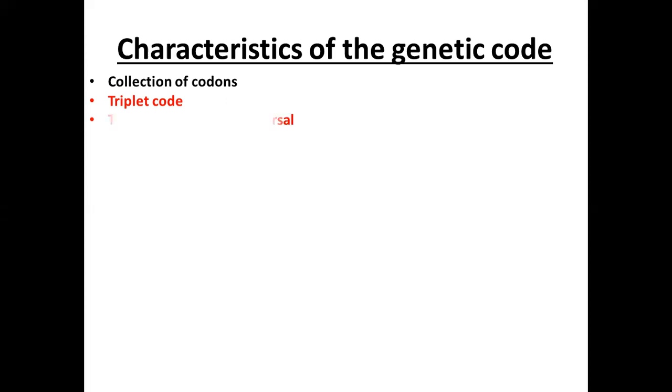And then the other property is that the genetic code is universal. By universal, we mean that with a few minor exceptions, we have such as mitochondrial DNA, yeast, and some ancient bacteria.